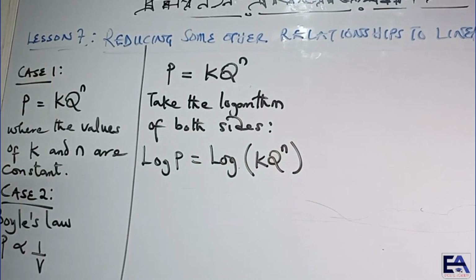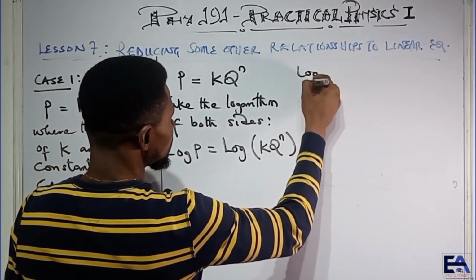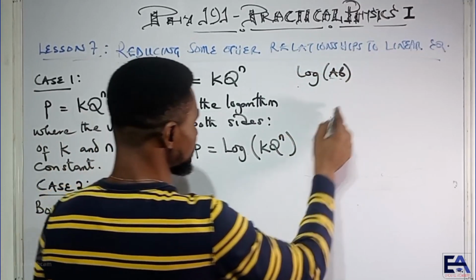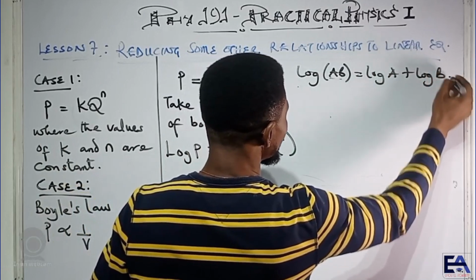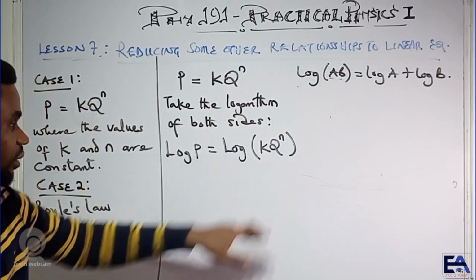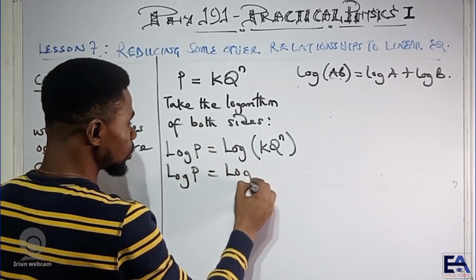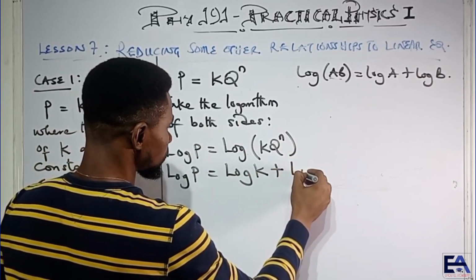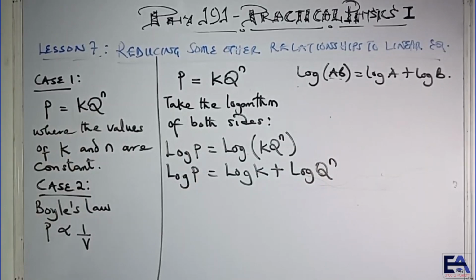Now, the law of logarithm says that log AB, the logarithm of two things multiplying each other, is equal to log A plus log B. So if we apply that here, we have log P is equal to log K plus log Q raised to power n. So that's what we are going to have.